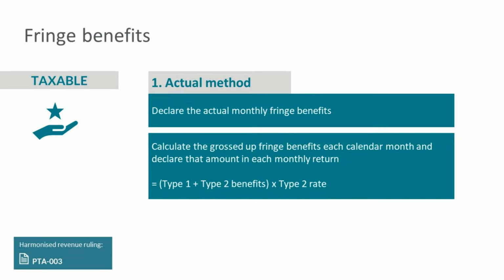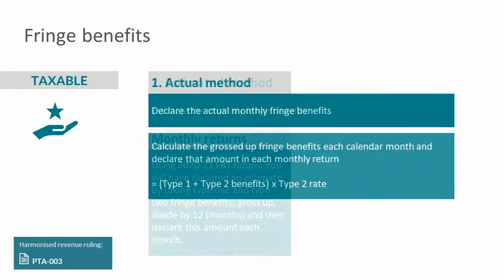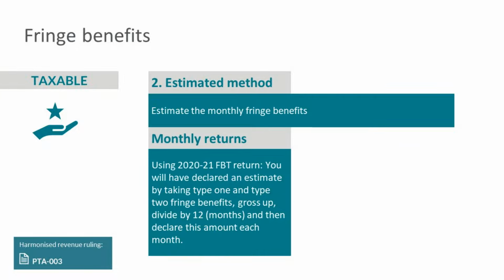The actual method requires the employer to declare the actual value of fringe benefits provided to employees in the applicable return period. This method may be undesirable to some employers where benefits are provided over a period of time and cannot be pinned down to a particular month. The estimated method would be used if the actual value of fringe benefits are not tracked on a monthly basis.